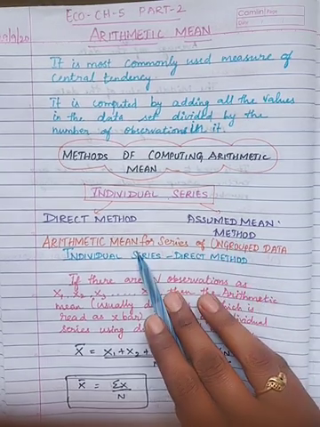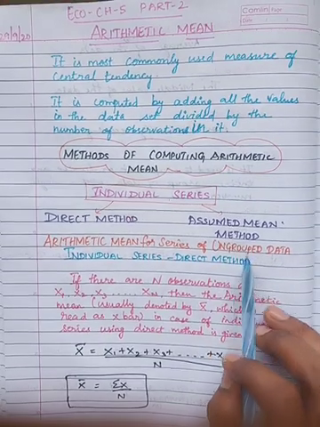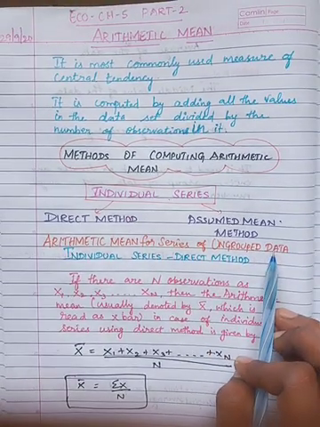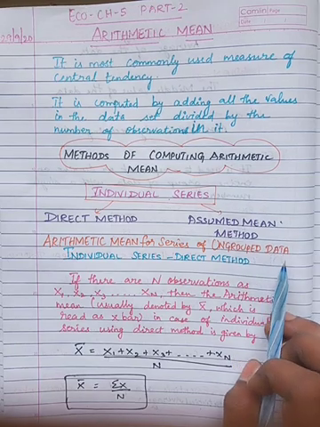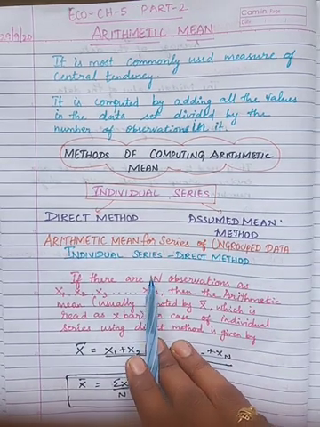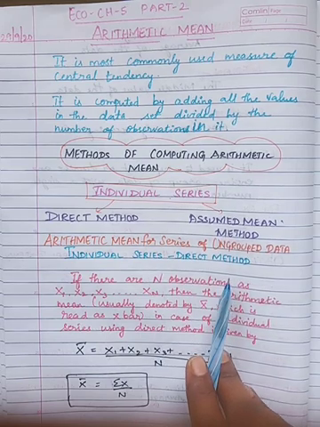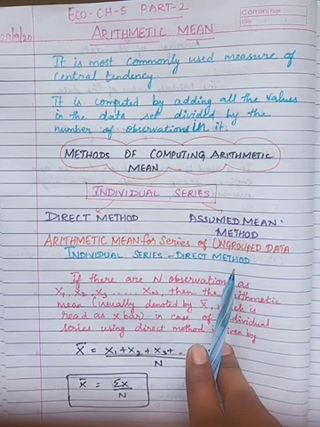Arithmetic mean for a series of ungrouped data. Ungrouped data means the data have not been arranged. First we'll see individual series in the direct method.